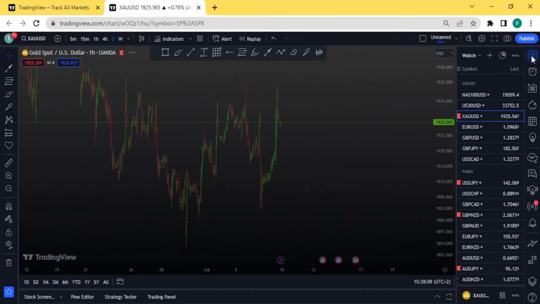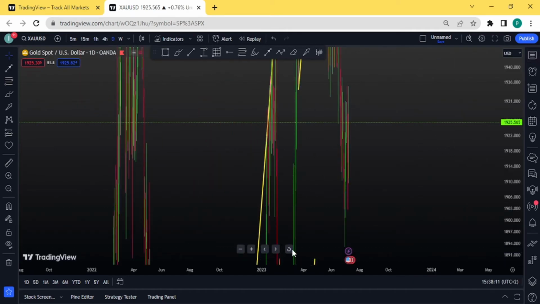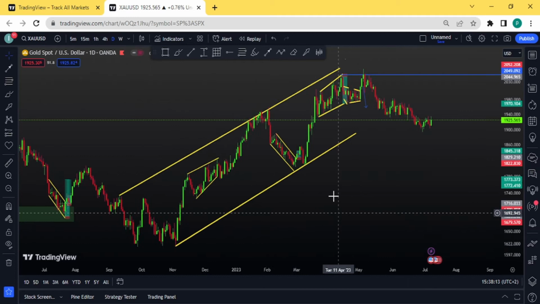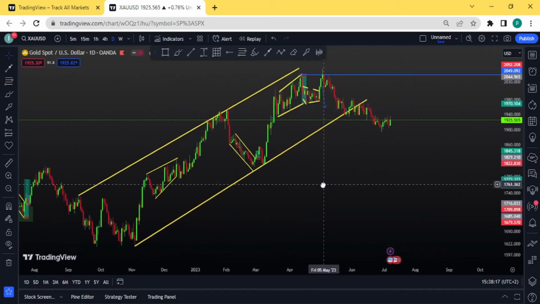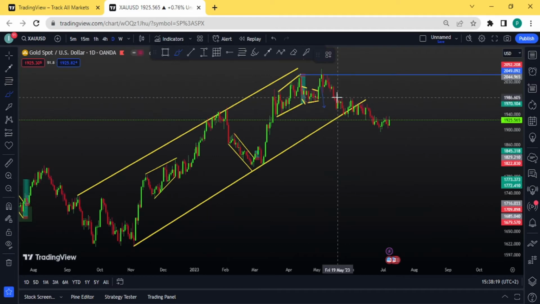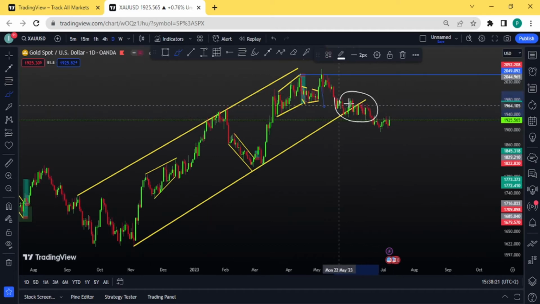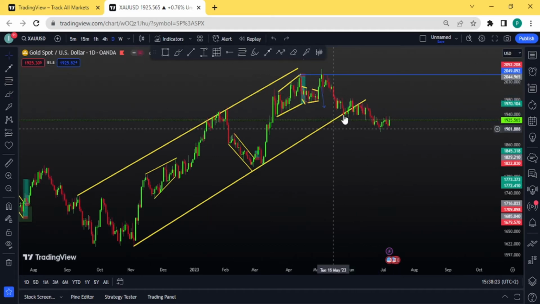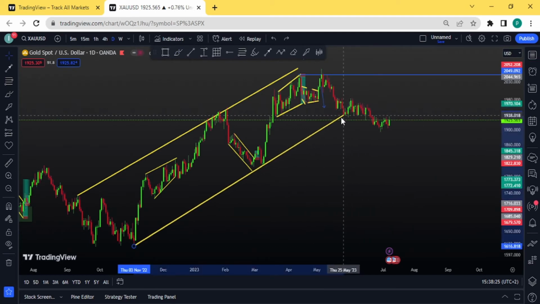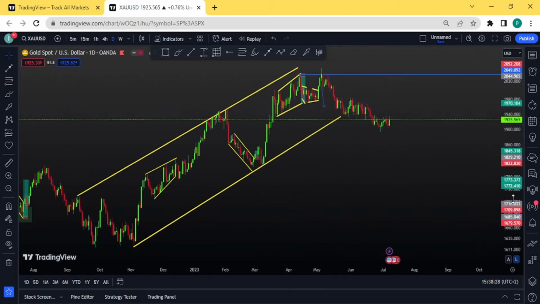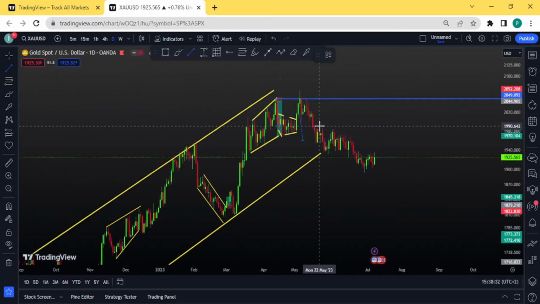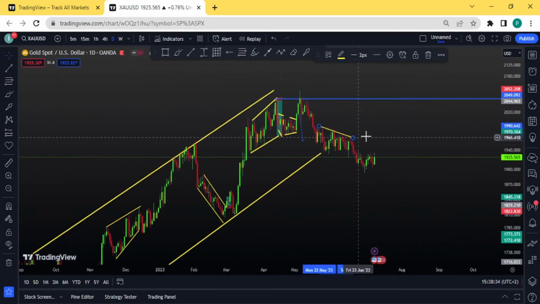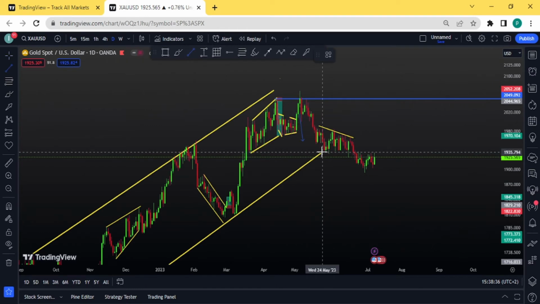Starting from a daily time frame on gold, we can see that gold has broken this trend line here. So since gold has broken this trend line on a daily time frame, now we can see that price didn't respect the trend line. So let's see how it broke the trend line. You can see that it created this pattern here.